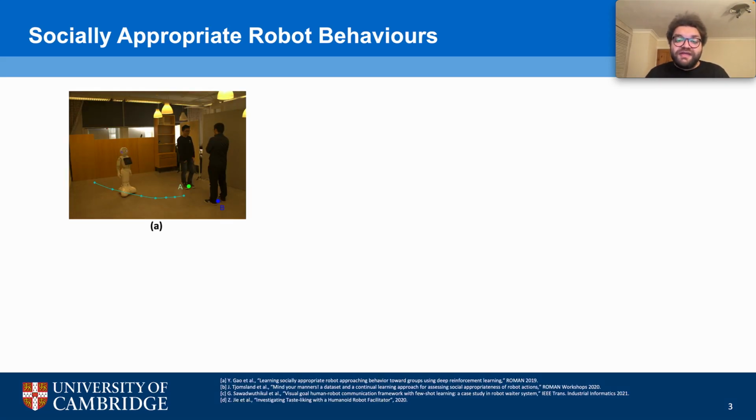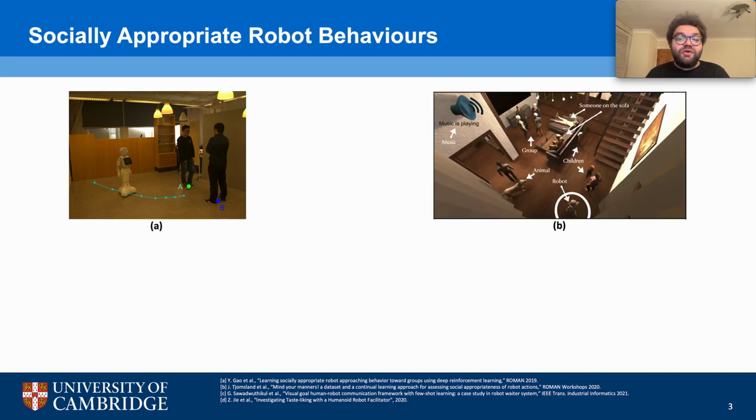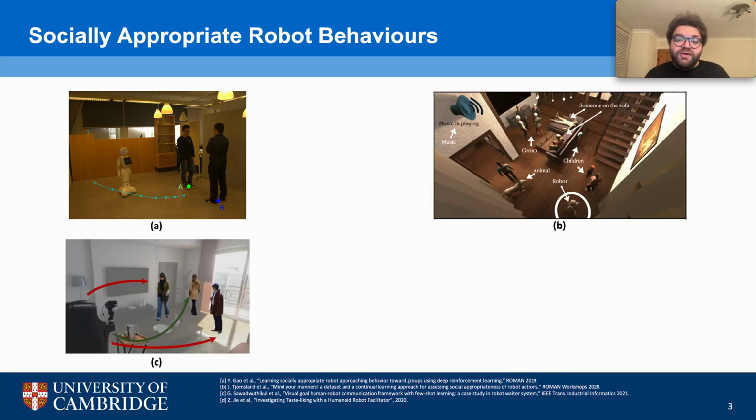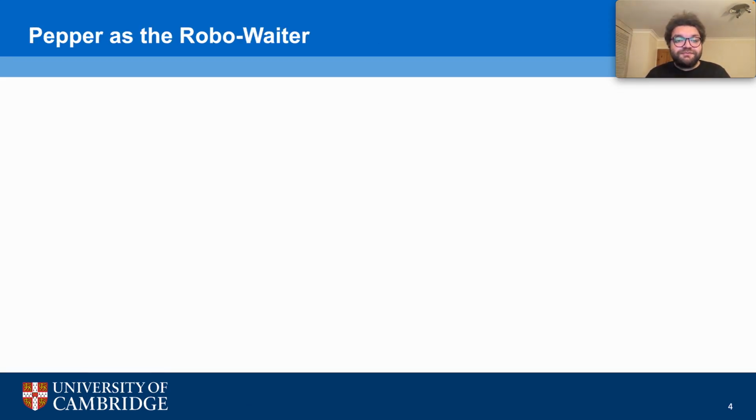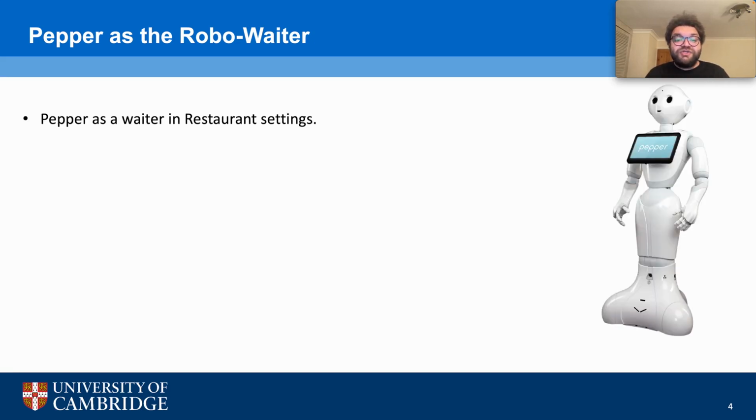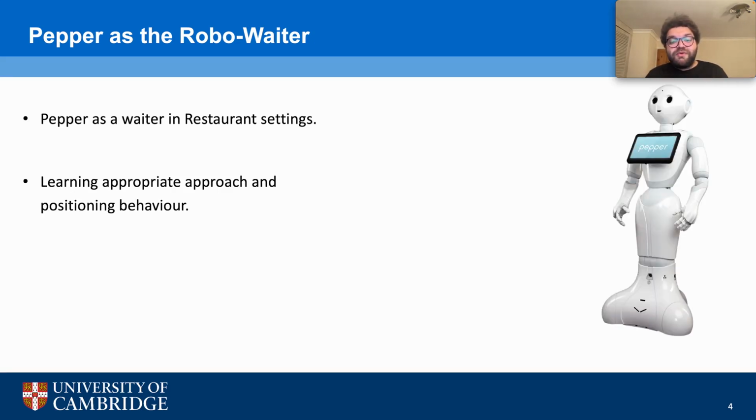This may include navigating in human environments, learning appropriate approach behaviors, navigating through complex real-world home scenarios, or, as robo-waiters, facilitating customer orders and assisting them in service settings. In this work, we focus on one such setting where we evaluate Pepper as an effective robo-waiter navigating through a restaurant, learning socially appropriate approach and positioning behavior with respect to humans.